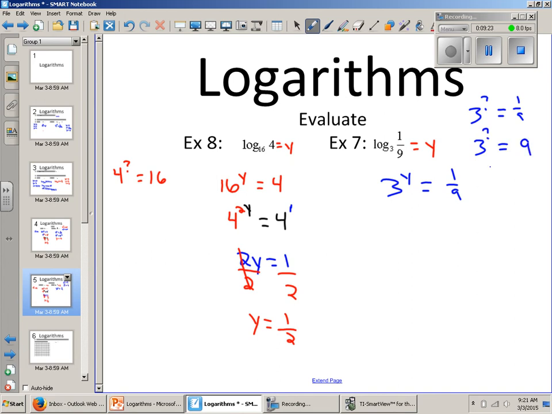3 squared equals 9. Now how do I make it that fraction? Remember, we just make the exponent negative. So 3 to the negative 2nd power equals 1 divided by 9. Bases are the same. So I set the exponents equal. Go back and check.